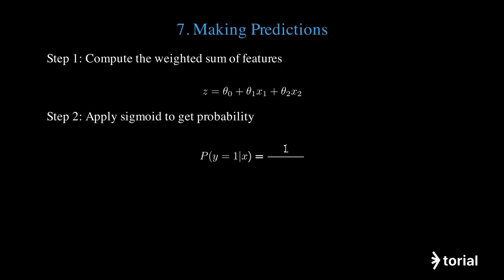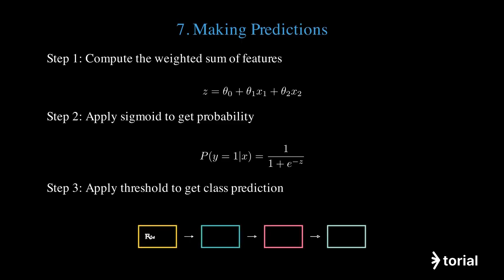This gives us the probability that y equals 1 given input x. Finally, we apply a threshold, typically 0.5, to get our binary class prediction. The complete prediction pipeline: input features to weighted sum to probability to final class prediction.